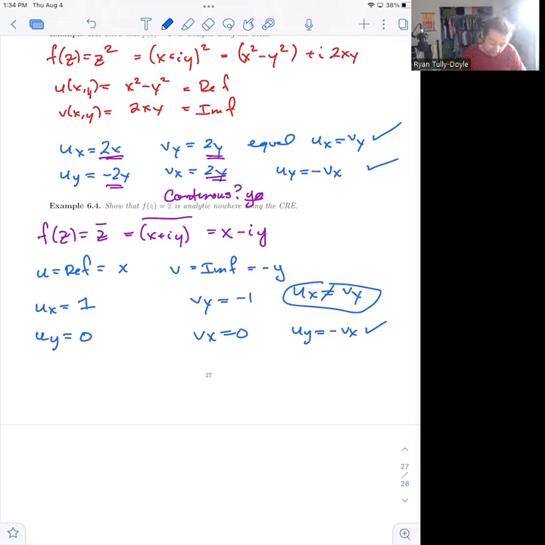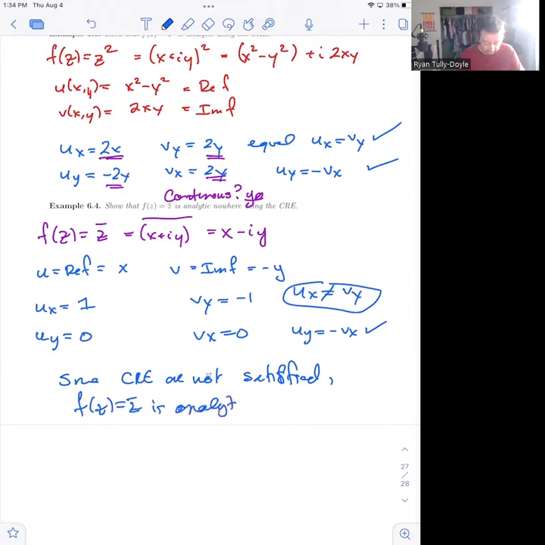And the conclusion is, since the Cauchy-Riemann equations are not satisfied, it must be the case that f of z equals z bar is analytic on no disk. So there's nowhere where this thing is going to have a power series that converges absolutely. Okay, so that's a basic application of the Cauchy-Riemann equations. We'll be using them as a different tool later on when we know a little bit more about the development of Taylor series and for particular functions.